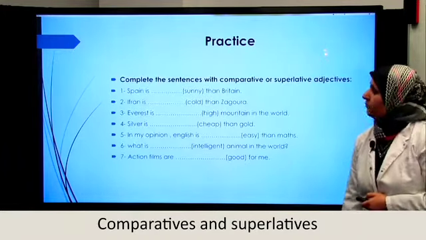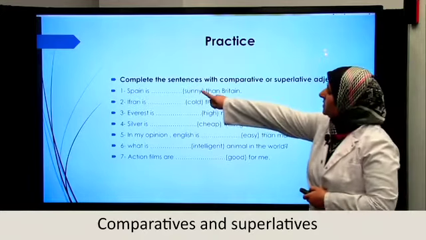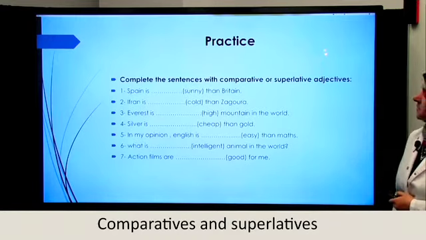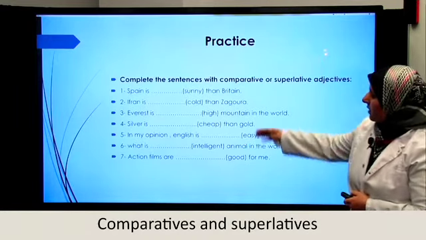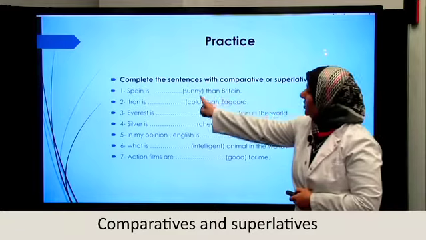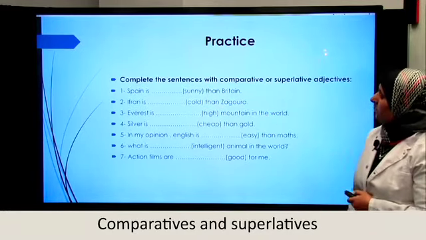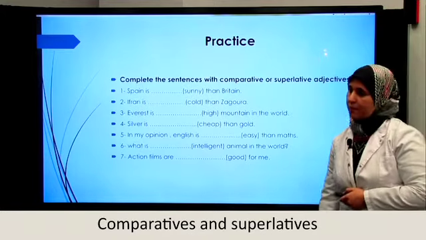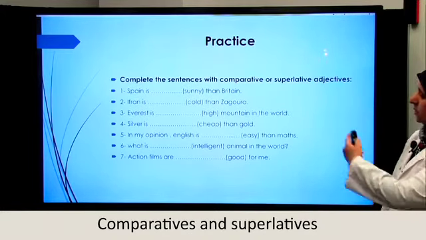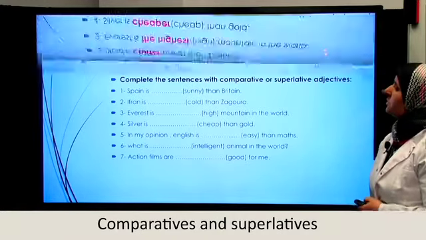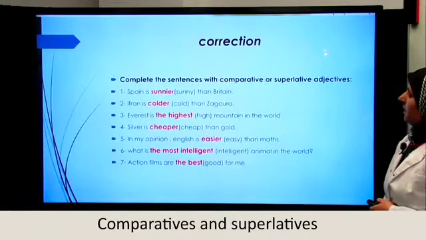Now let's move to practice. Look at this exercise. Complete the sentences with comparative or superlative adjectives. So here we have 7 sentences, and we have the adjective between brackets. You should decide whether to use a comparative form or a superlative form. Of course, you can stop the video to do the exercise. Now we move to the correction.